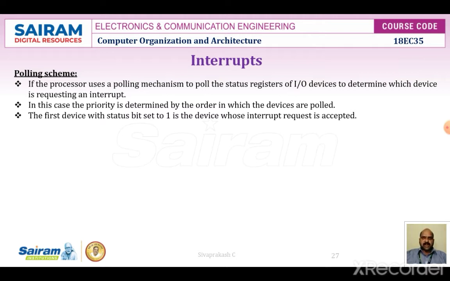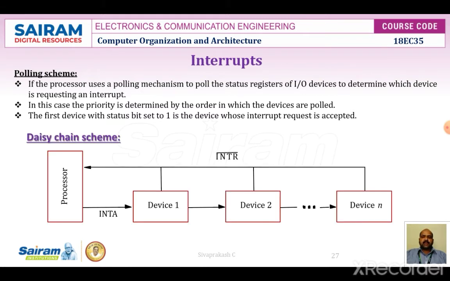Sometimes a simultaneous request may arise. The processor must have some mechanism to decide which request to serve when simultaneous requests arrive. Here the INTR, nothing but the interrupt request line, is common to all the devices, whereas the INTA, the acknowledgement line, is connected in a daisy chain fashion. Let's see the daisy chain fashion.